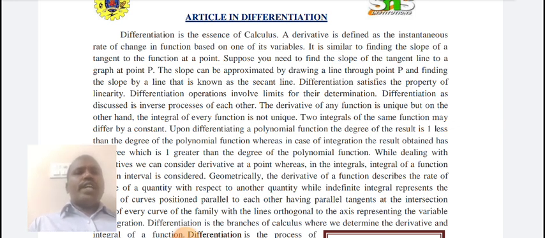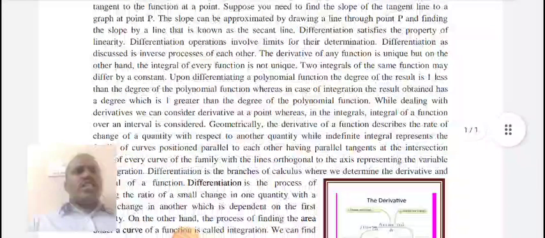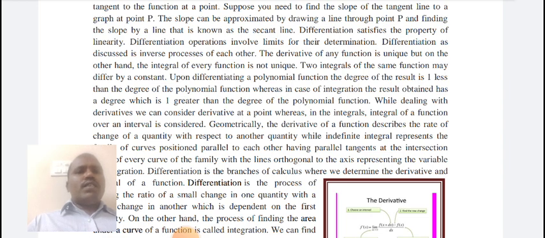Suppose you need to find the slope of the tangent line of a graph at point P. The slope can be approximated by drawing a line through the point P and finding the slope of the line that is known as the secant line. Differentiation satisfies the property of linearity. Differentiation operations involve limits for their determination.